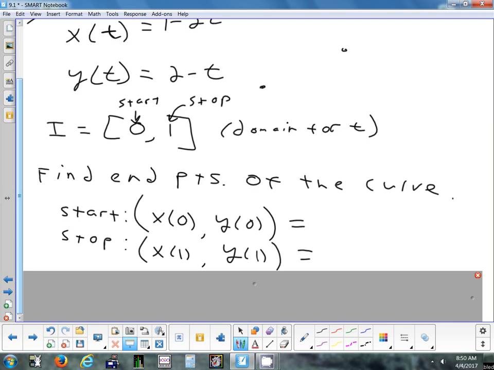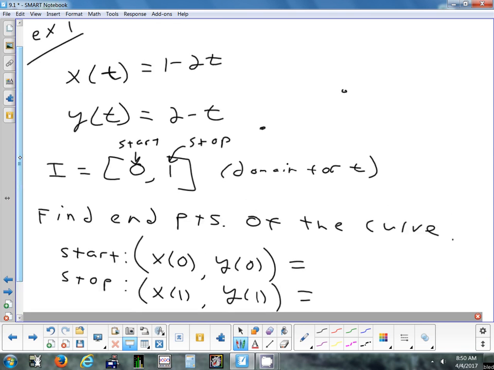Okay, so let's start with plugging 0 in for t in the x formula. So Bria, if I plug 0 in for t in the x formula, what do I get?